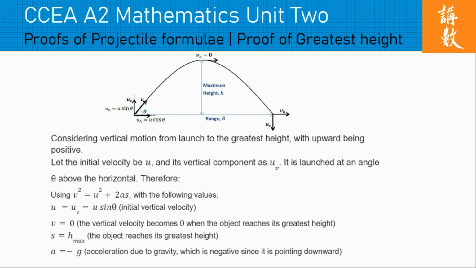u equal to uv equal to u sine theta, which is the initial vertical velocity. v equal to 0. The vertical velocity becomes 0 when the object reaches its greatest height. s equal to h max, which is the object's greatest height. a equal to minus g, acceleration due to gravity, which is negative since it's pointing downward.